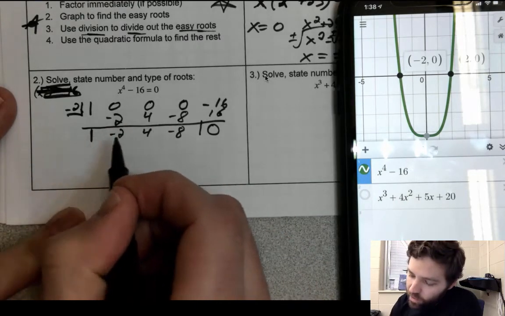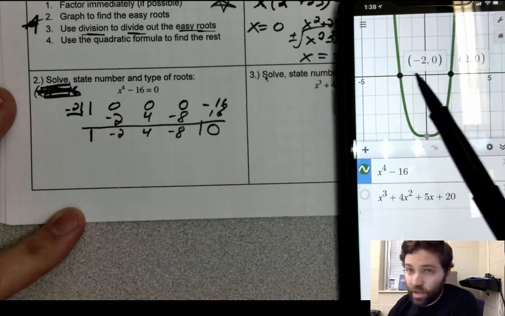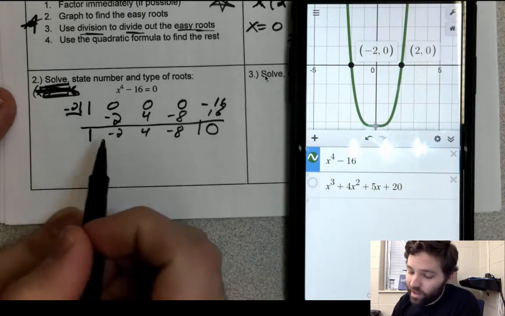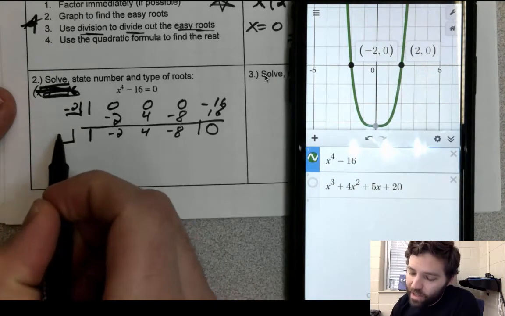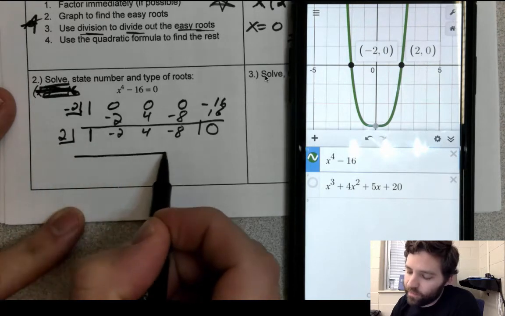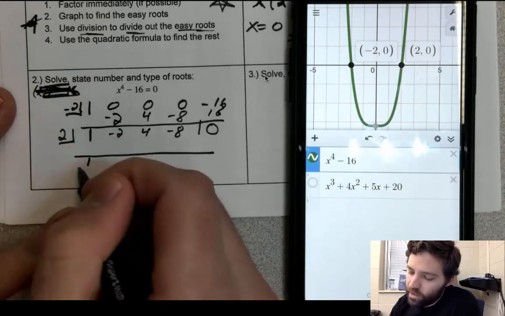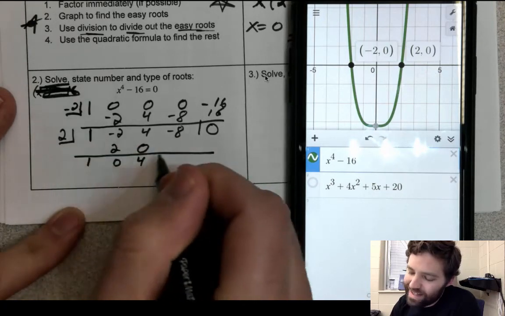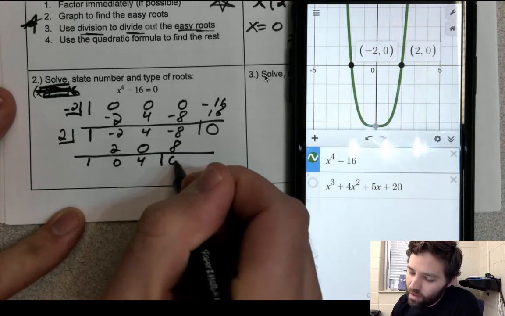Now, when you're doing multiples, so like we did negative 2, now I'm going to go do 2. I don't need to rewrite everything. I'll just leave it right there, and I'll put the box, and then we'll go again. So bring down the 1. 2 times 1 is 2. 0. 2 times 0 is 0. Add them up, that's 4. 2 times 4 is 8. Add them up, that's 0.